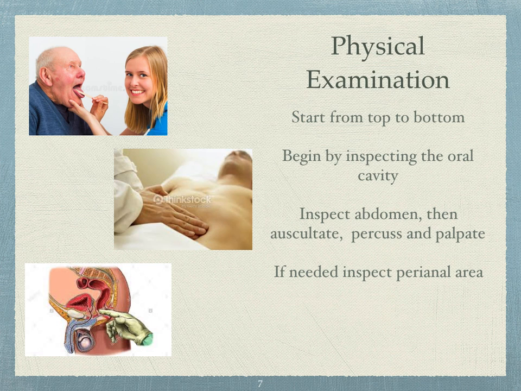Then we'll percuss. With the use of percussion, we can help estimate the size of organs and determine if they are enlarged, if there's any fluid where it shouldn't be, a mass, or if they're distended for any crazy reason. And then palpating it. This can be done lightly, or of course we know we can do deep palpation. Palpation is used to detect tenderness, masses, or swelling.